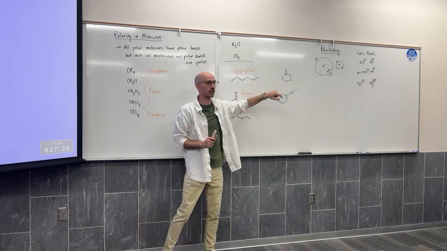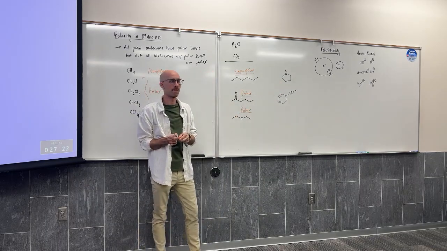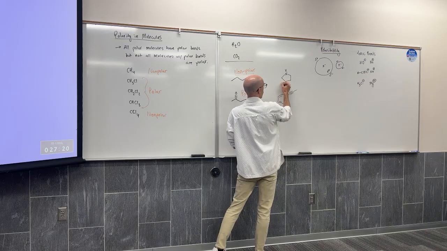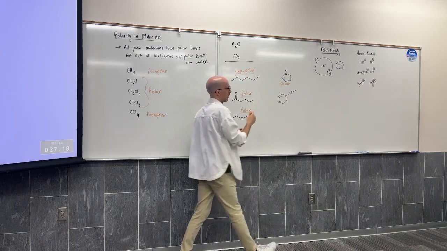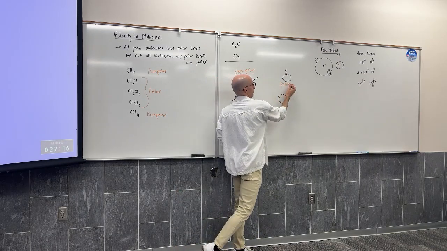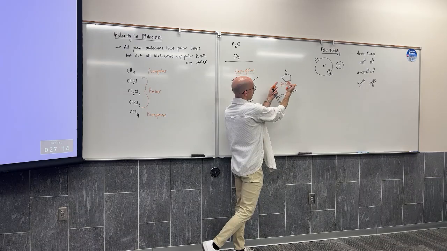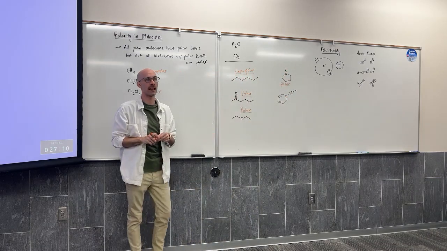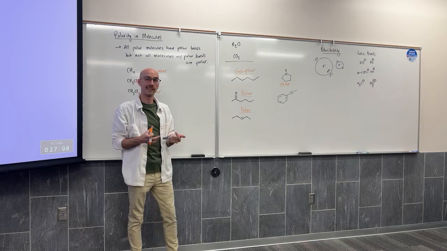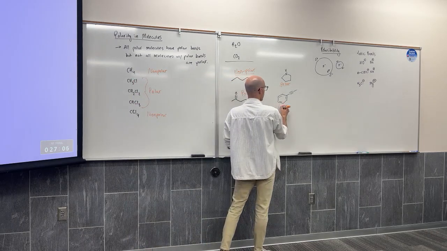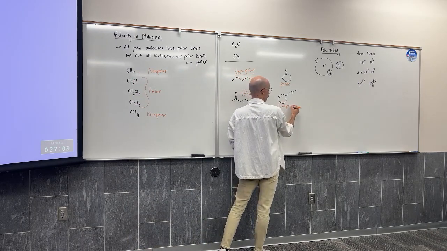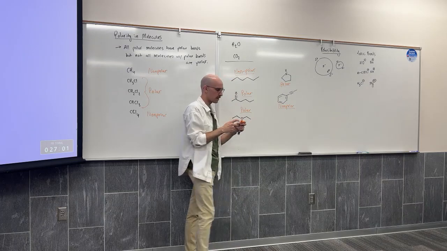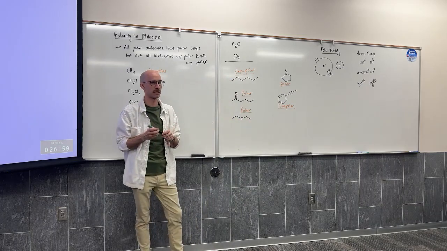This cyclic structure with nitrogen is polar. It's got another heteroatom, so it's going to have a dipole moment from the carbons to nitrogen and from the hydrogen to nitrogen. The last structure is nonpolar. This is strictly a hydrocarbon. It has nothing but hydrogen and carbon bonds.